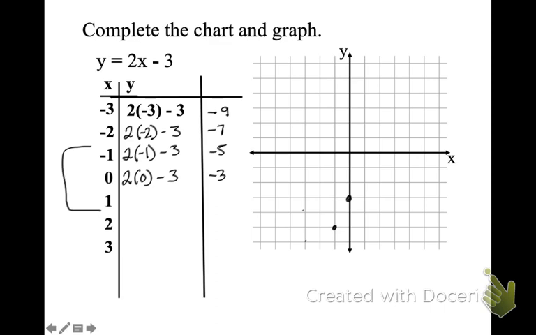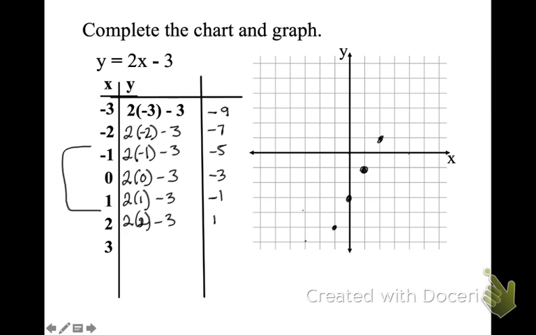Okay, and then I have 2 times 1 minus 3. That's 2 minus 3 is negative 1. So now I have 1, negative, I'm going over 1 and I'm going down 1. I'm going to go a little bit further, 2 times 2 minus 3, 4 minus 3 is 1. So I'm going 1, 2, up 1. Kind of starting to see it.